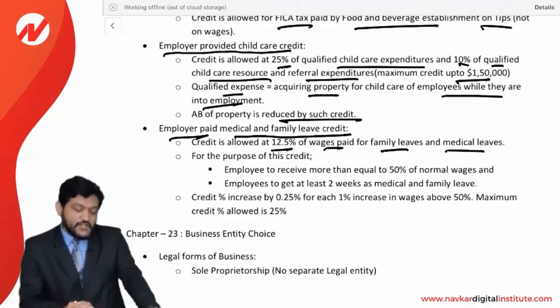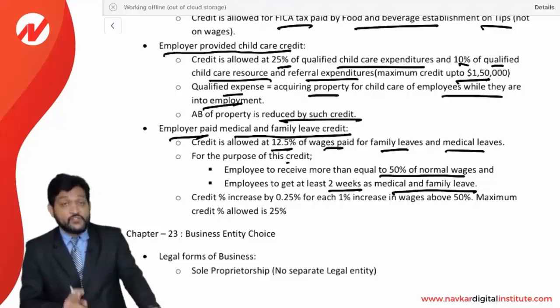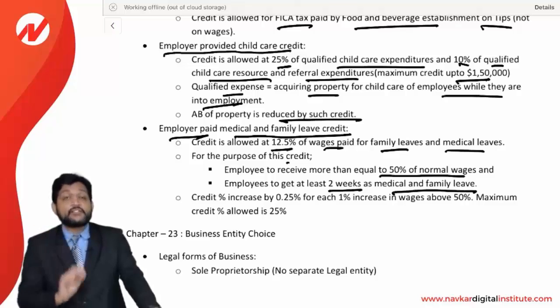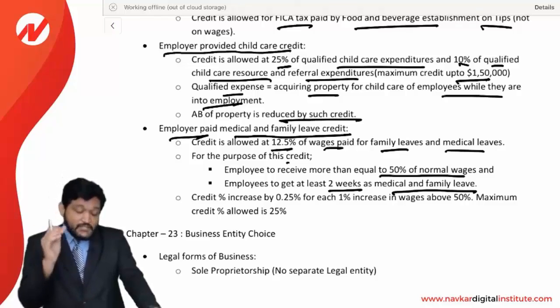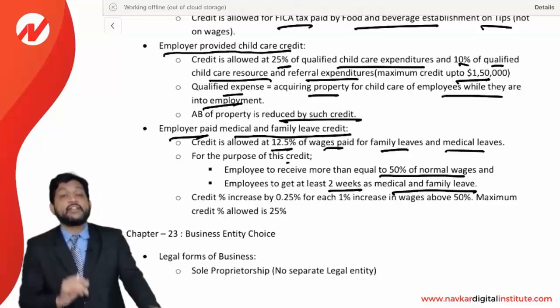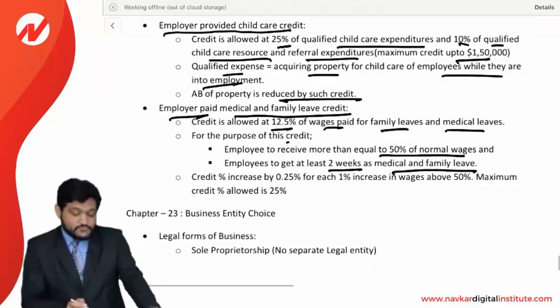For the purpose of this credit, the employee must receive at least 50% of the normal wages, and the employee must get at least 2 weeks of medical and family leave. If these two conditions are fulfilled, then only this credit is allowed. First, the employee must receive more than 50% of normal wages, and second, at least 2 weeks of family and medical leave payment should be given to the employee. Then only this credit will be allowed.